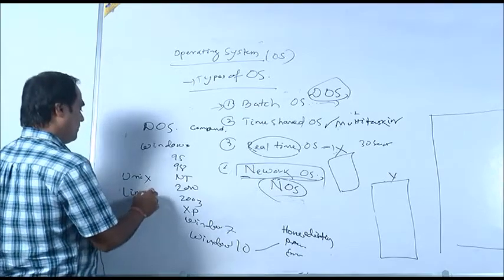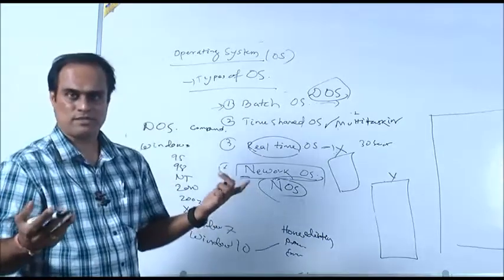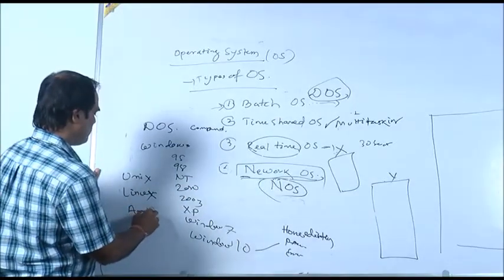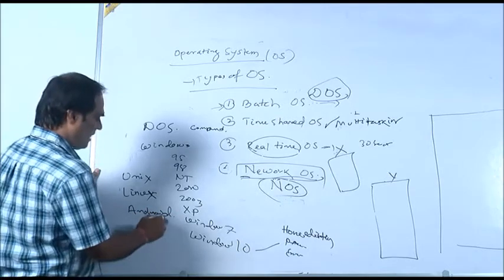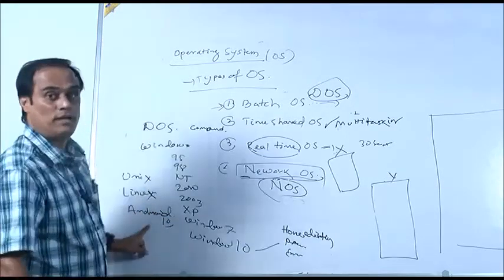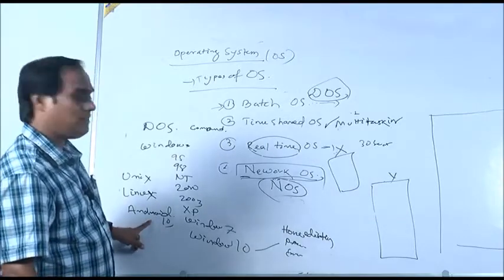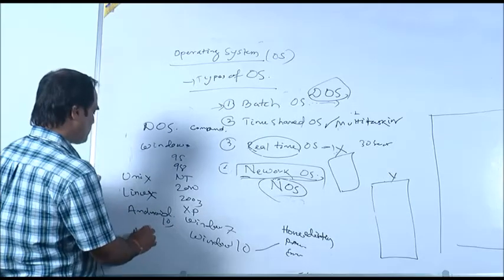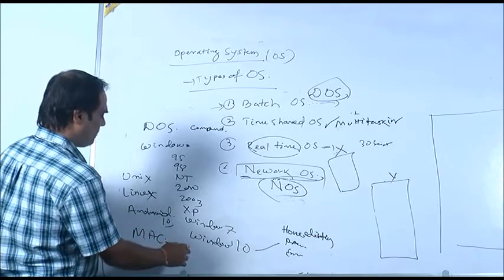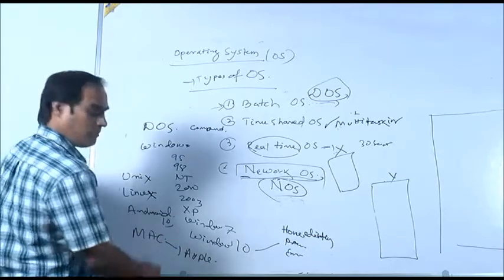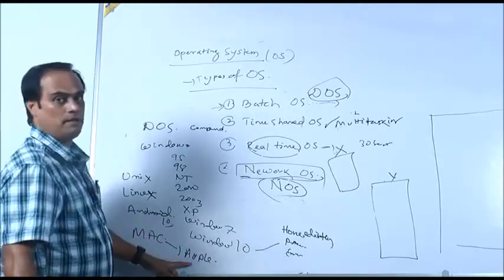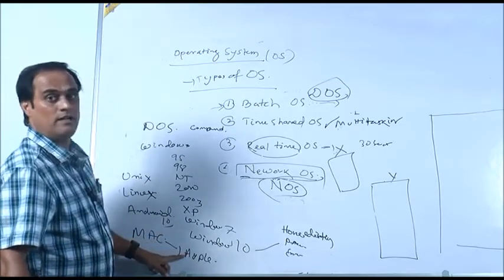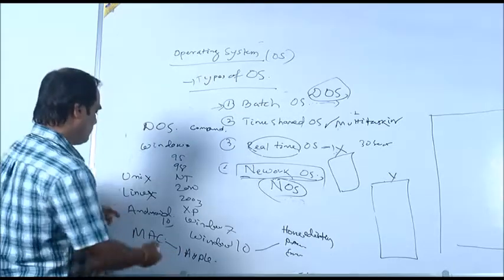Nowadays we all are using mobile phones, yes or no, that means Android. Android 10, now you are using. Android is the mobile operating system. Like that we also use the Mac operating system, which was developed by Apple. Mac operating system is dedicatedly used by the Apple company. Apple developed this Mac operating system for their computers or devices.